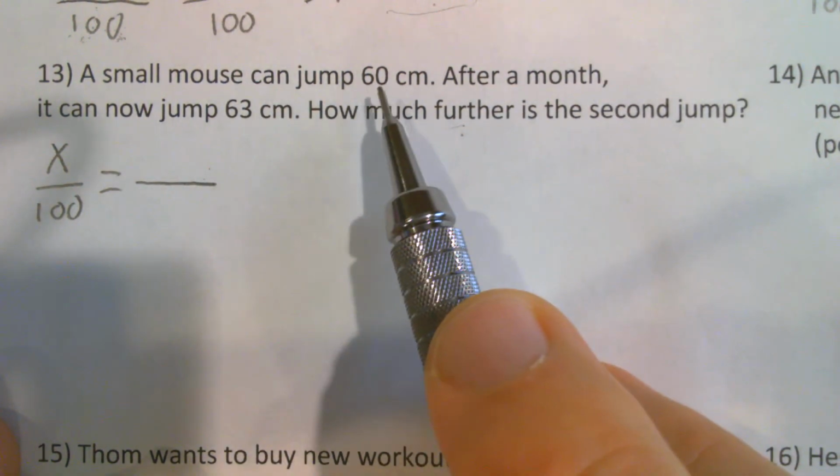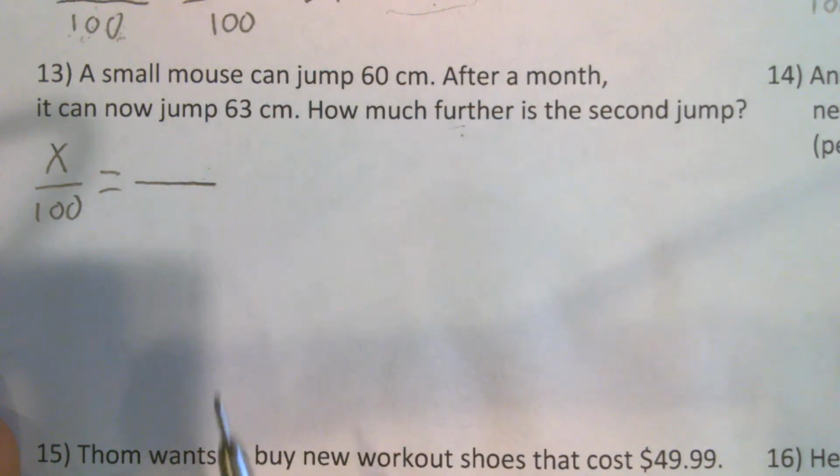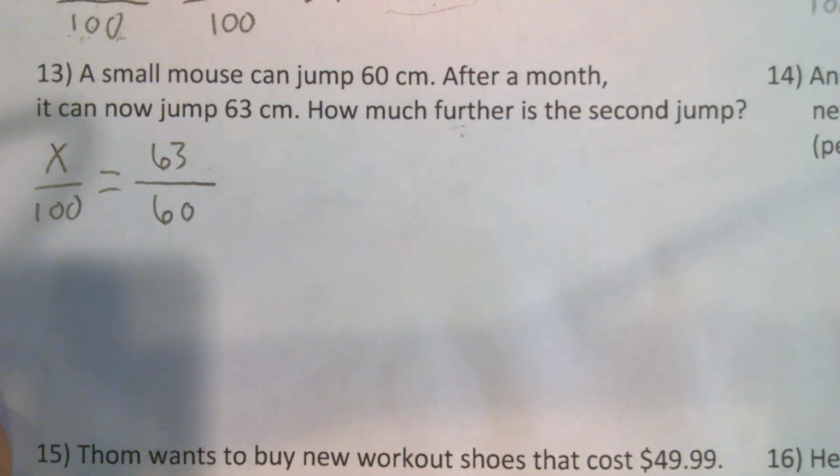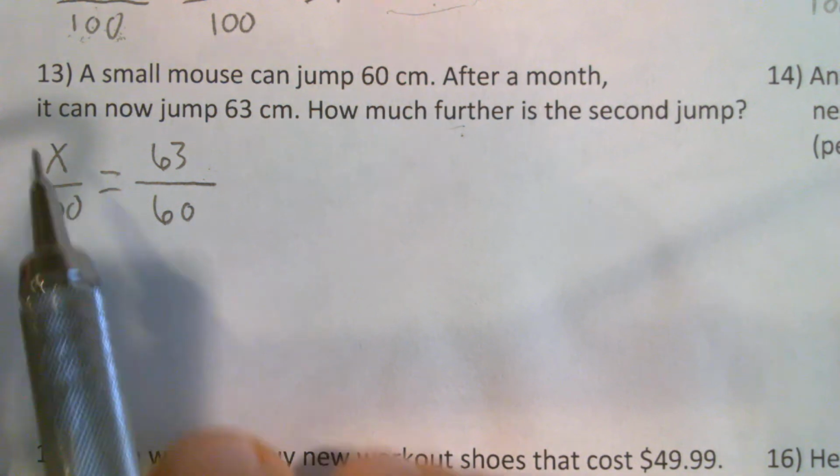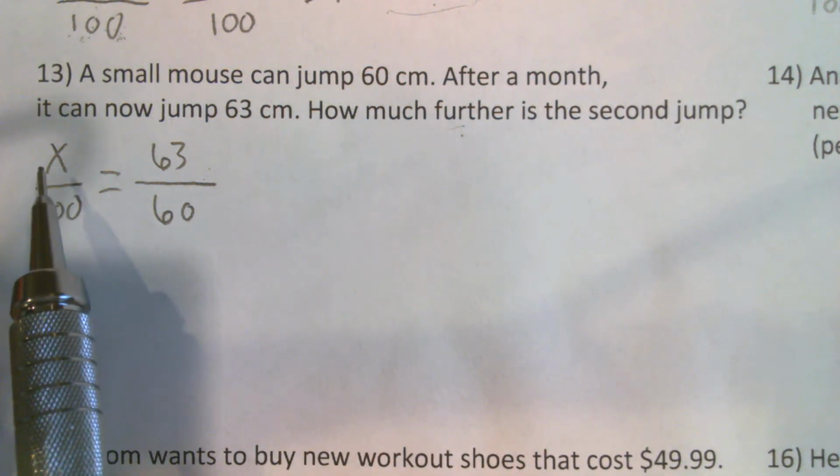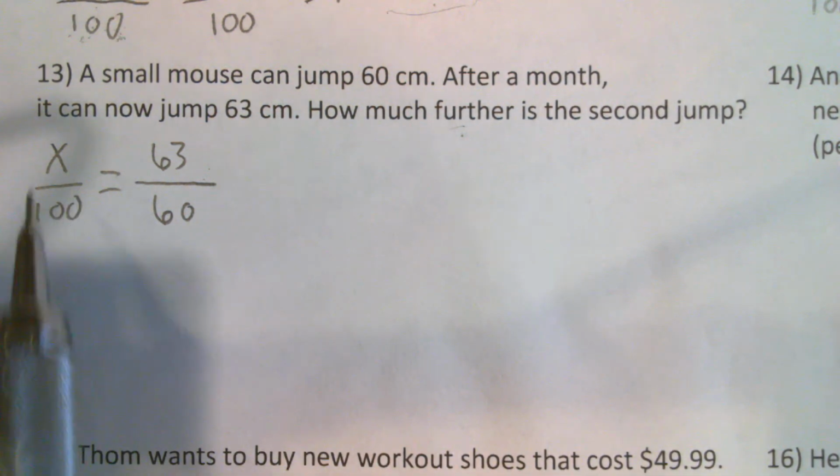Percent over 100 equals new over original. The original jump is 60. After a month, the new is 63. So we're going to put 63 over 60. Cross multiply. Now, I still want the x on the left, so it's going to be the x times 60. That equals 100 times 63.